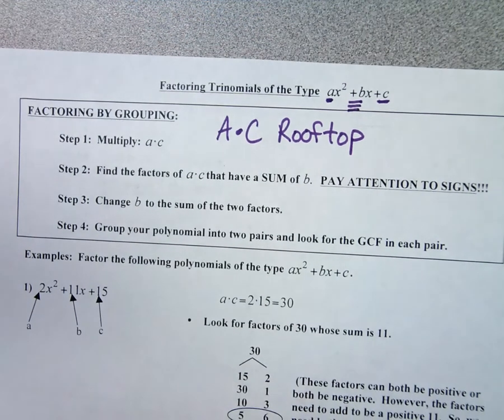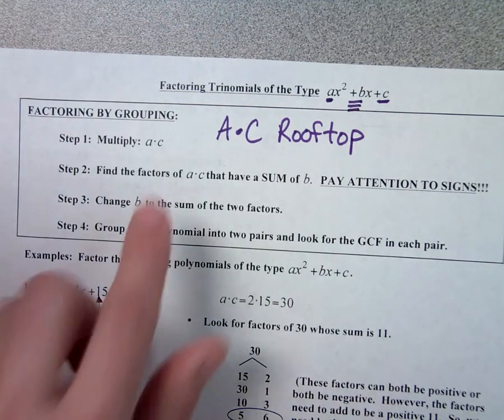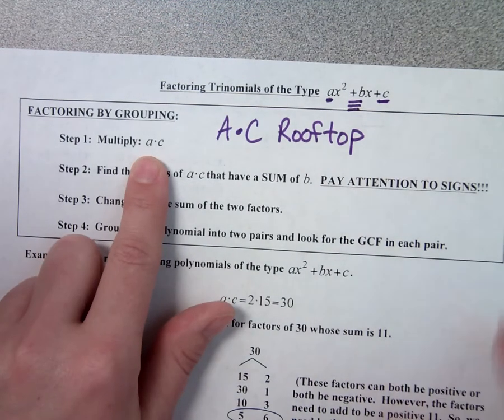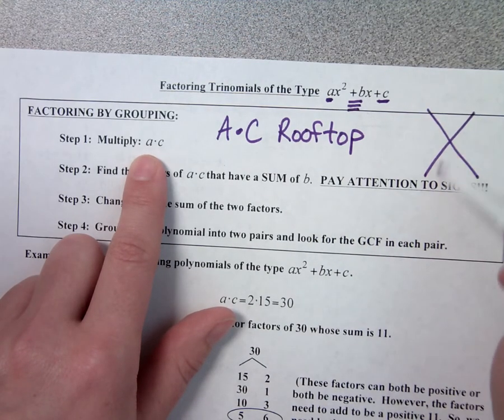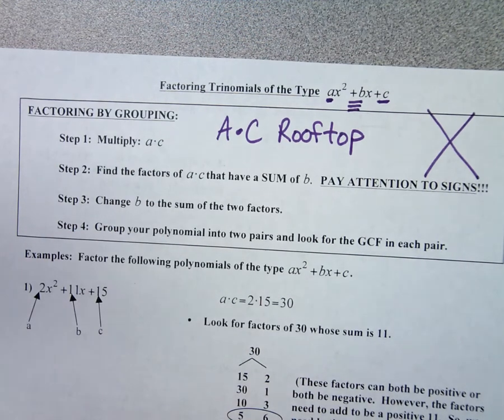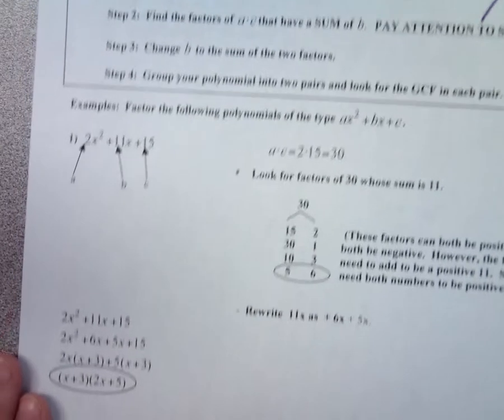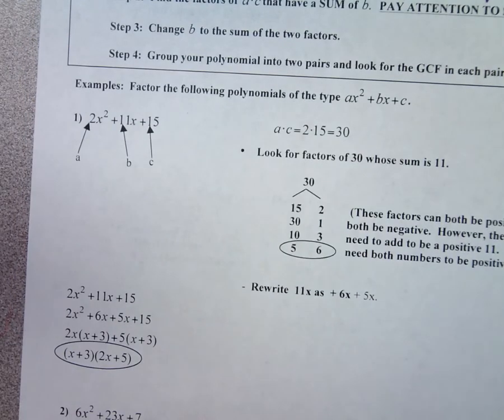Okay, so this is the steps for how we're going to do this. We're going to multiply our A and our C. And then we're going to do that little X box thing that we did the other day. What multiplies to give you this, that adds to be this. And we're going to go from there. Okay, so I'm just going to kind of walk you through this very first one that's already worked out for you. But it's going to be confusing, and it will probably take 3 or 4 problems before you finally catch on.